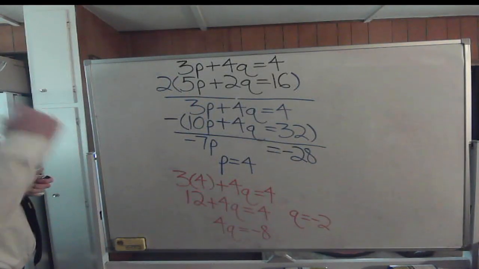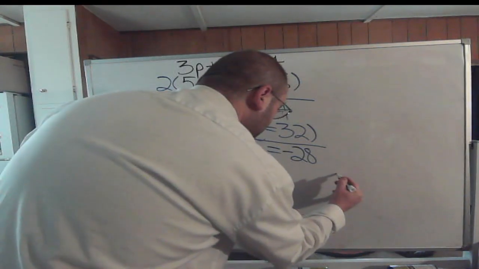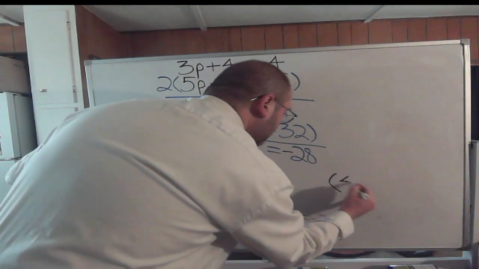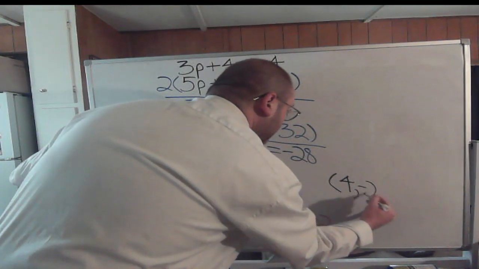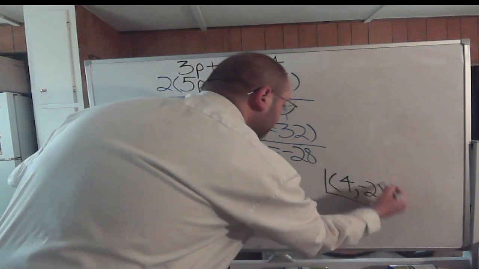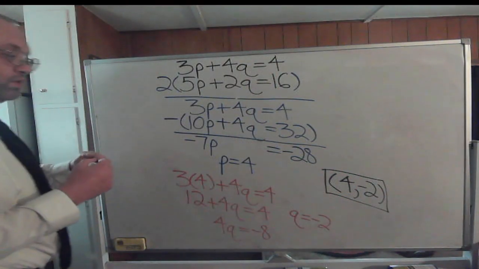So now going in true alphabetical order fashion, the ordered pair that's the solution is going to be 4, negative 2. That would be the solution to this system of equations, 4, negative 2.